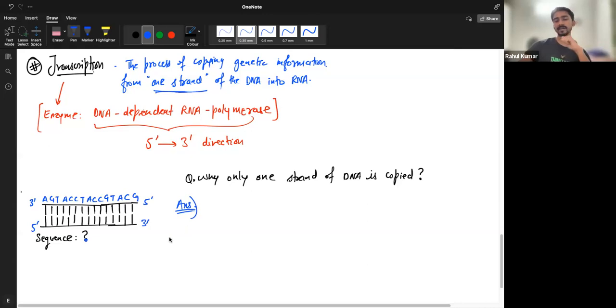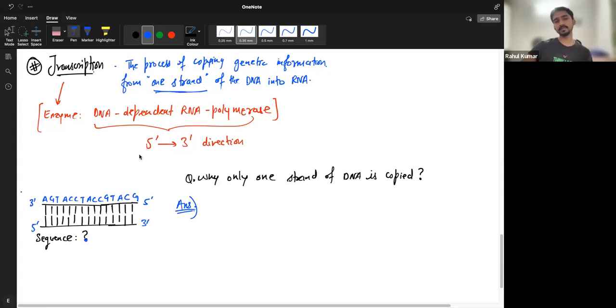Could you go back and think about this question that we left with in the last class? That why are not both the strands copied during transcription? So there are two strands. One will have this sequence, the other will have the complementary sequence. So why are not both the strands copied during transcription? Why just one?